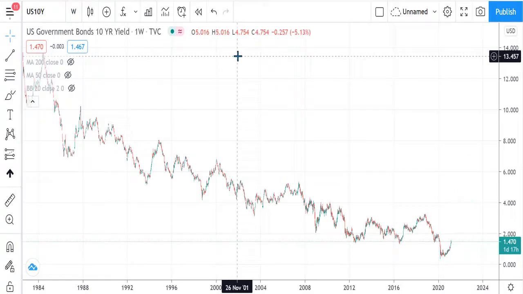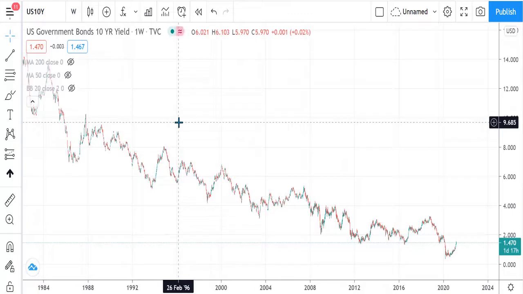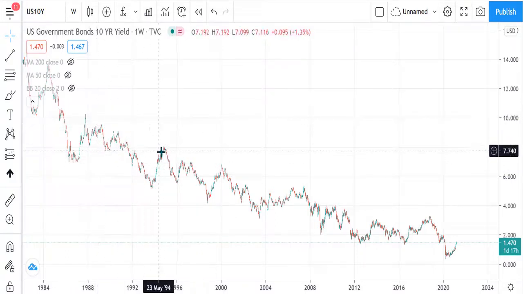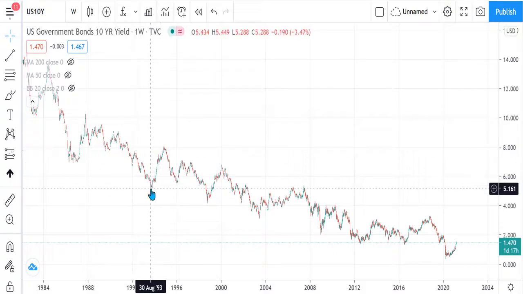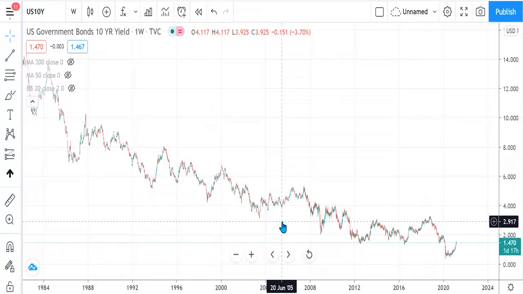This is the US government 10 years yield curve. As we can see here, the trend has been a downtrend for many years. Why do we say it's a downtrend? Because every time it goes low, it makes a lower high, and also the low is actually getting a lower low. For that reason, we are saying that this is actually a downtrend.